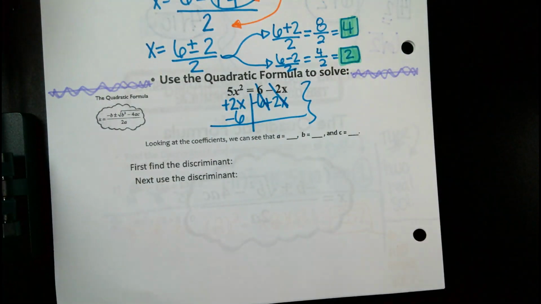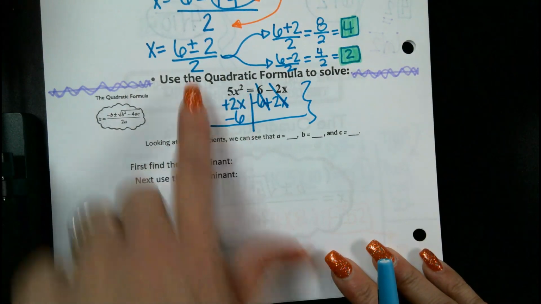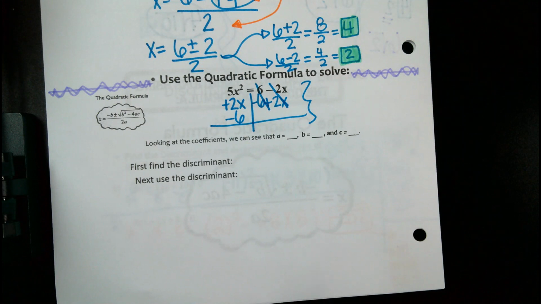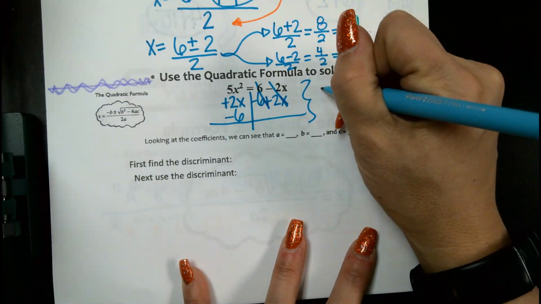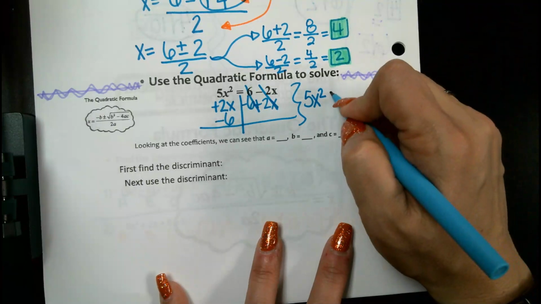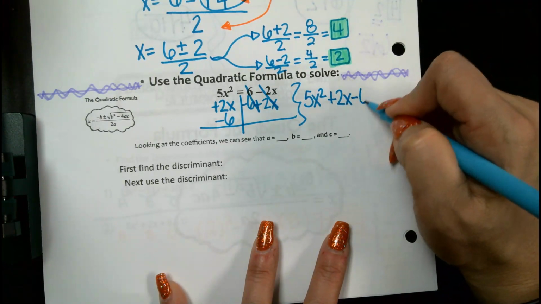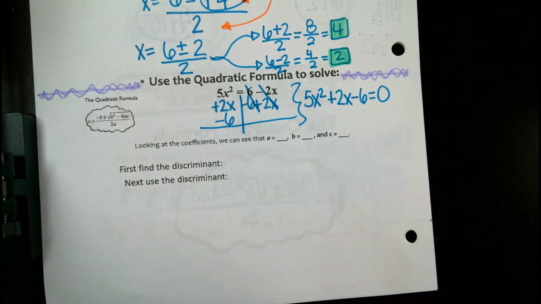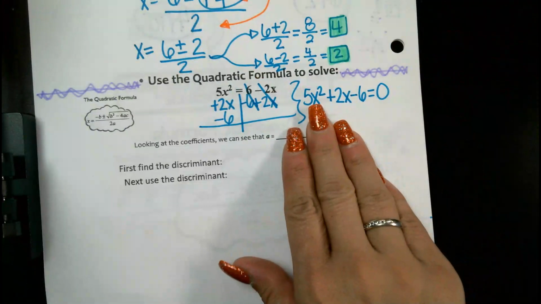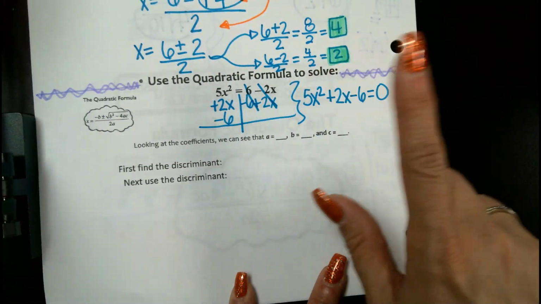Tell me about that left side. Do any of those terms combine? No. But I have to put them in the correct order, right? Which one has to go first? The 5x squared. Which one has to be in the middle? The 2x. And which one has to go last? The minus 6. It has to go x squared, x, constant, because this is A, B, C.